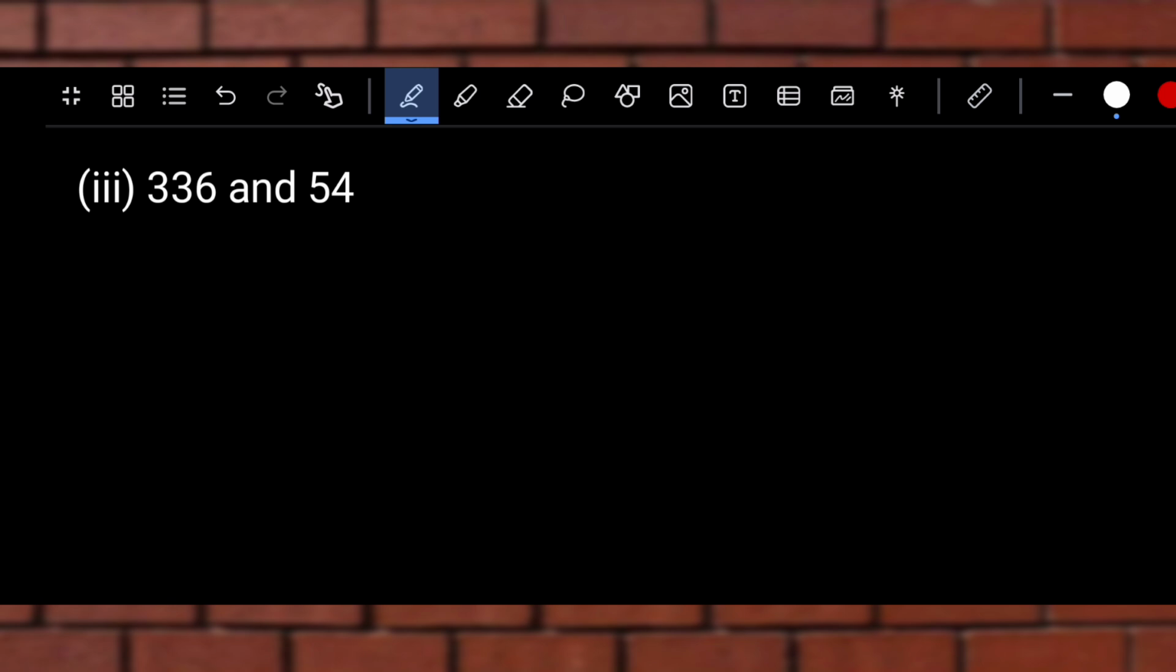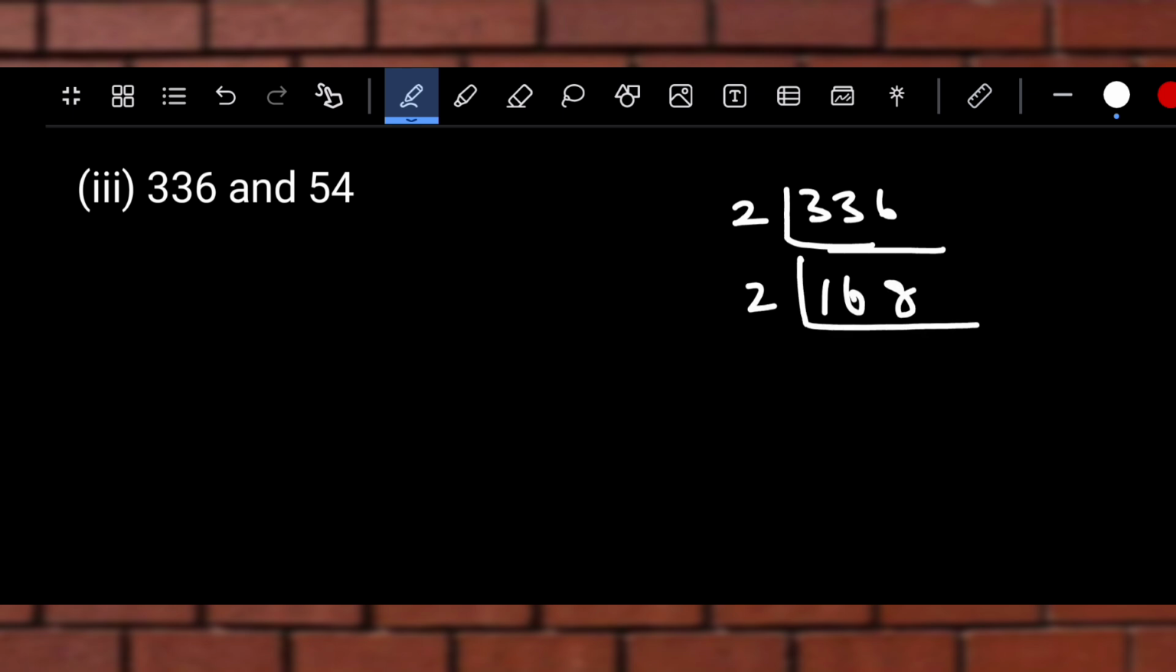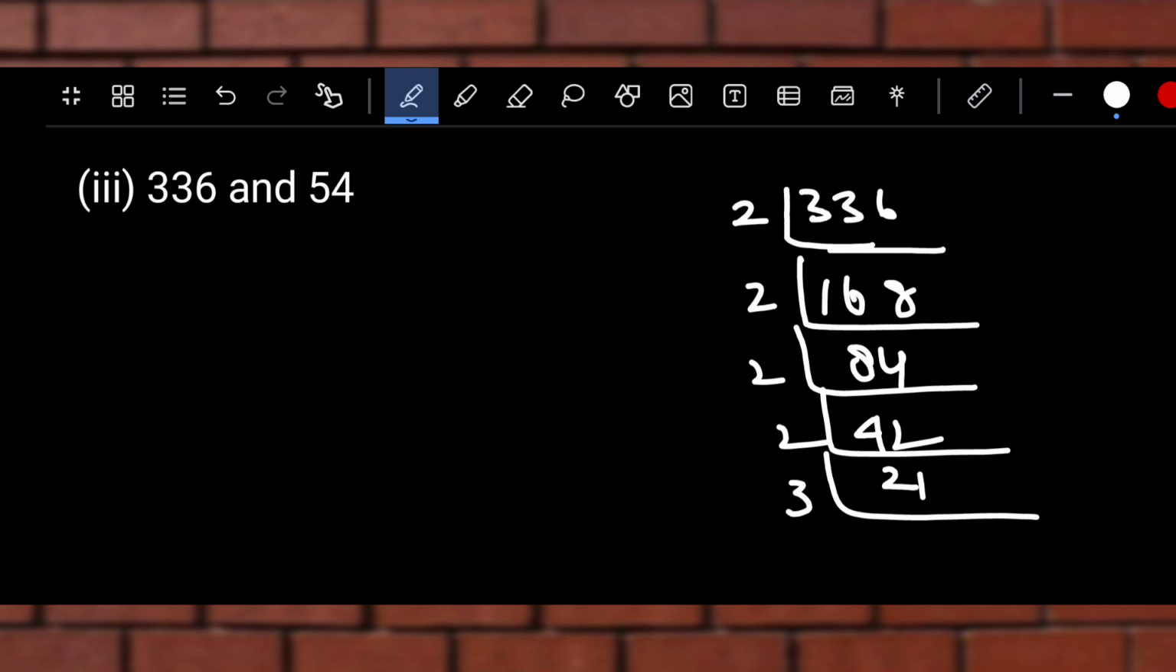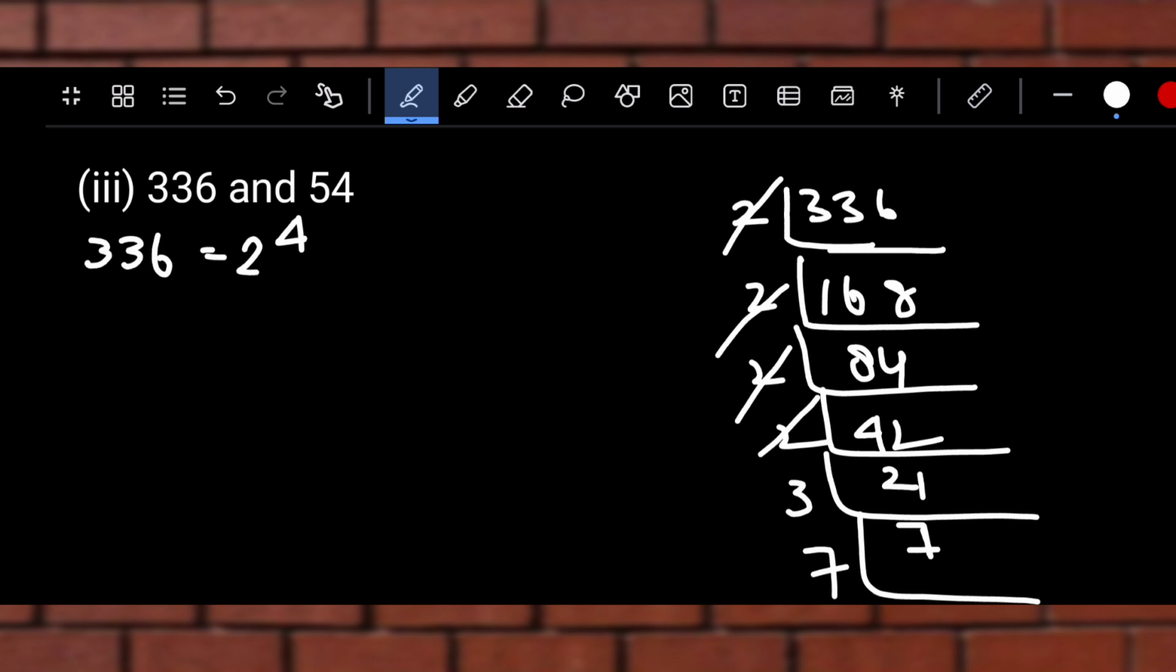Do it separately, then check the answer with me so that you understand the concept very well. Okay, the prime factorization of 336: even number, divisible by 2, 168. Again an even number, divisible by 2, 84, even number, 2, 42, even number, 2, 21, 3, 7, 7. So I'll write 336 is equal to 2 to the power 4 into 3 into 7.